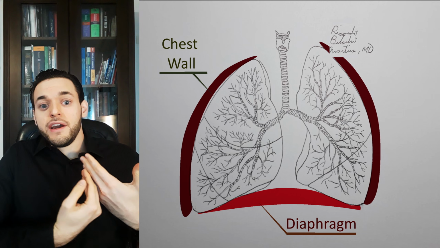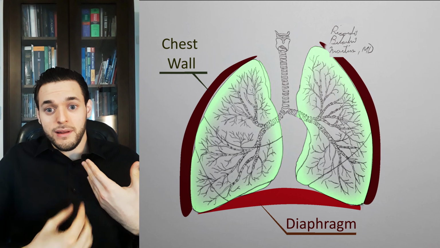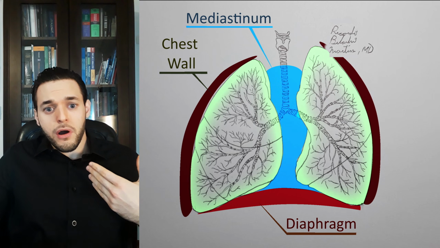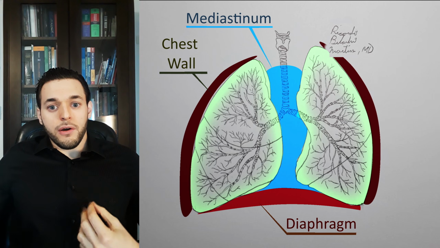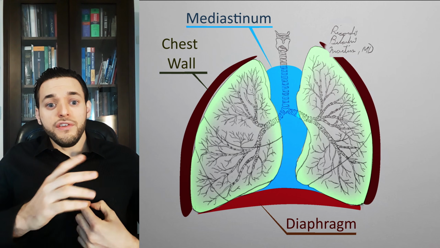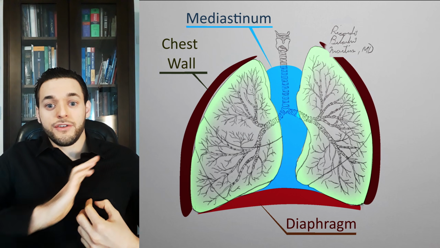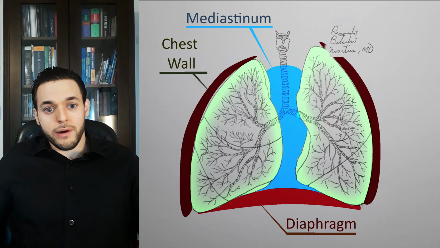There are two layers of serous membranes, the pleura, between the lung parenchyma and the chest wall, diaphragm or mediastinum. The layer directly overlaying the lung parenchyma is called the visceral pleura, whereas the one covering the inside of the chest wall is called the parietal pleura.